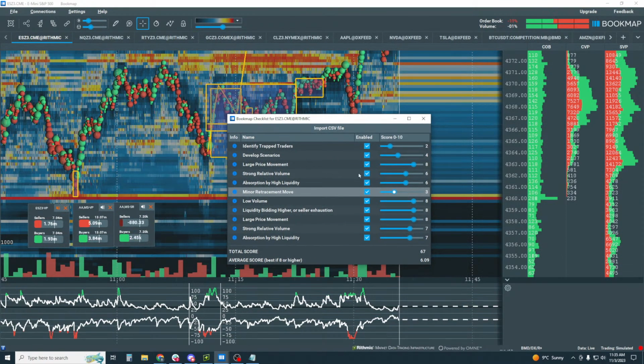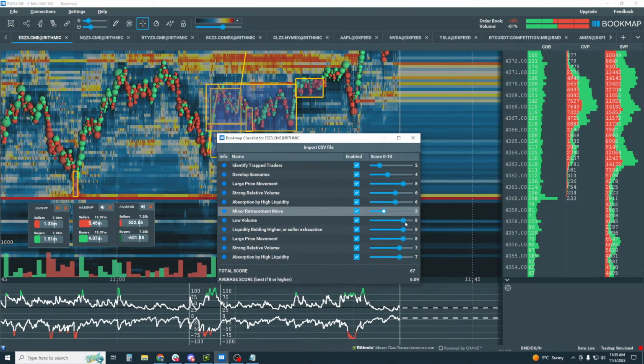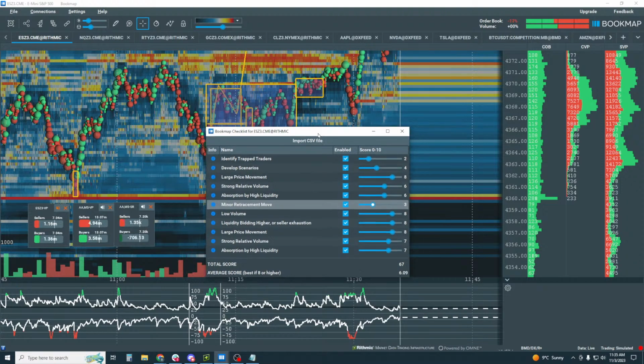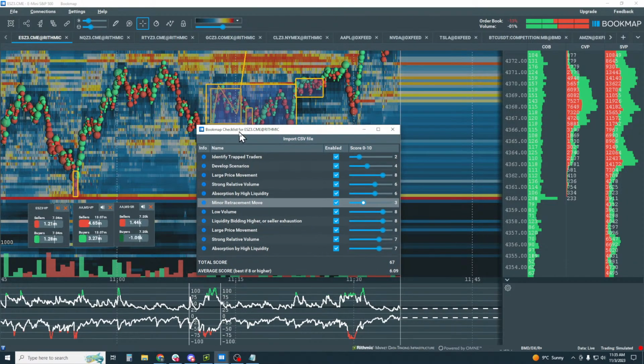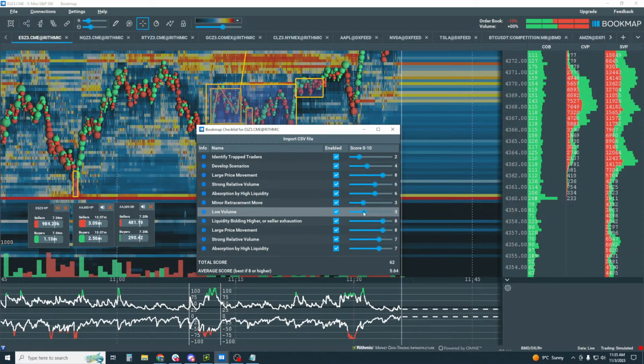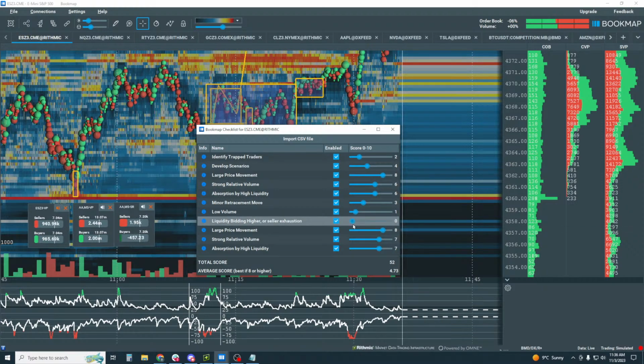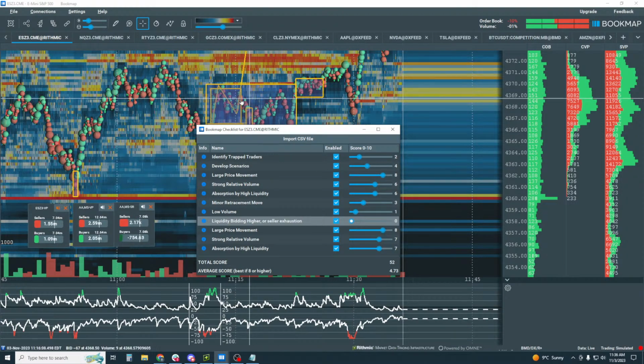So now you can see that as we start to assess our setup in here, right? It's a very simple add-on in here. You guys will get access to this. I'm still kind of working on it with the developers. And low volume, no, we didn't have that. Okay. Liquidity bidding higher, no, we didn't have that either. This is looking horrible, in fact, if we went through the grading process in here. We would have stayed away from this idea.